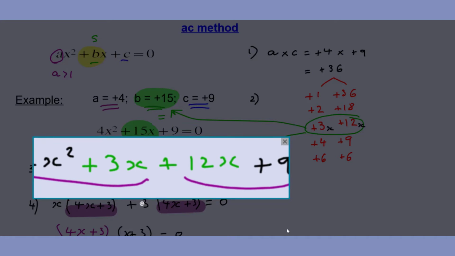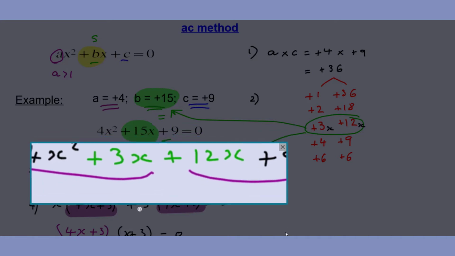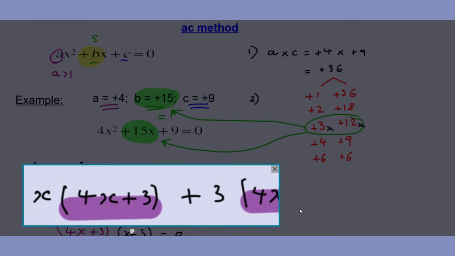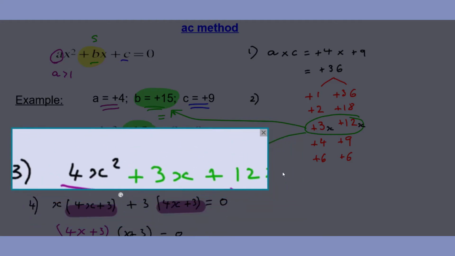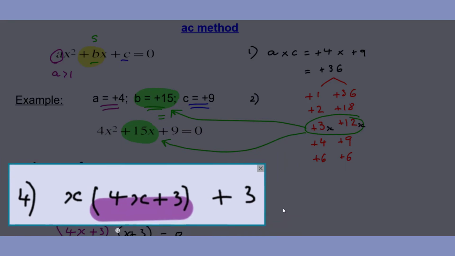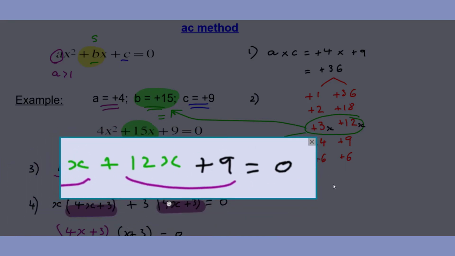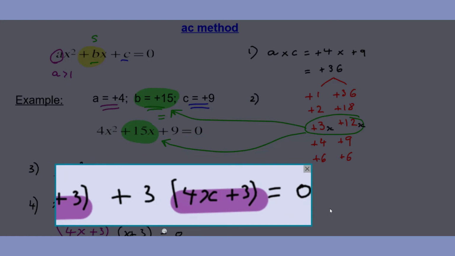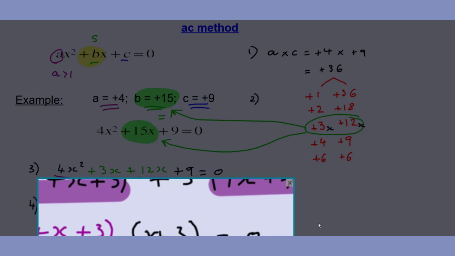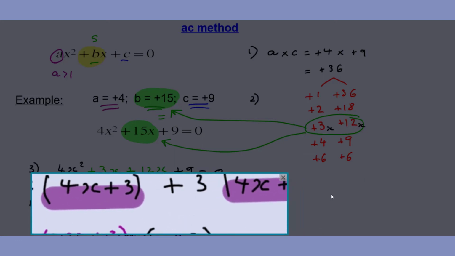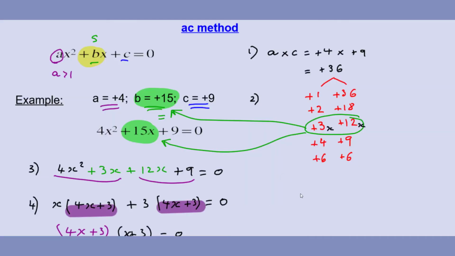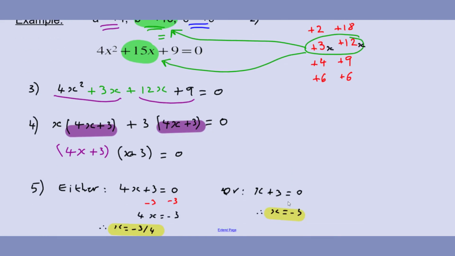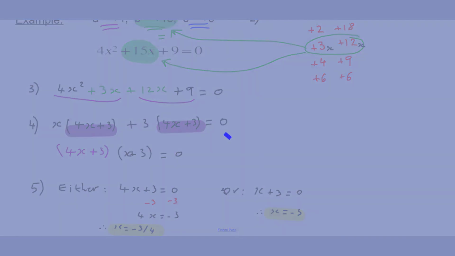Once we incorporated the matching factors to substitute 15x, we factorized the first two terms, 4x squared plus 3x, to give x times 4x plus 3, and the second two terms, 12x plus 9, to give 3 times 4x plus 3. We identified a common factor, 4x plus 3, so we factorized further to complete our factorization process, and we ended up with two factors equal to 0, which we then solved by looking at both possibilities, the first factor equals 0 and the second equals 0, which resulted in two roots or two solutions.